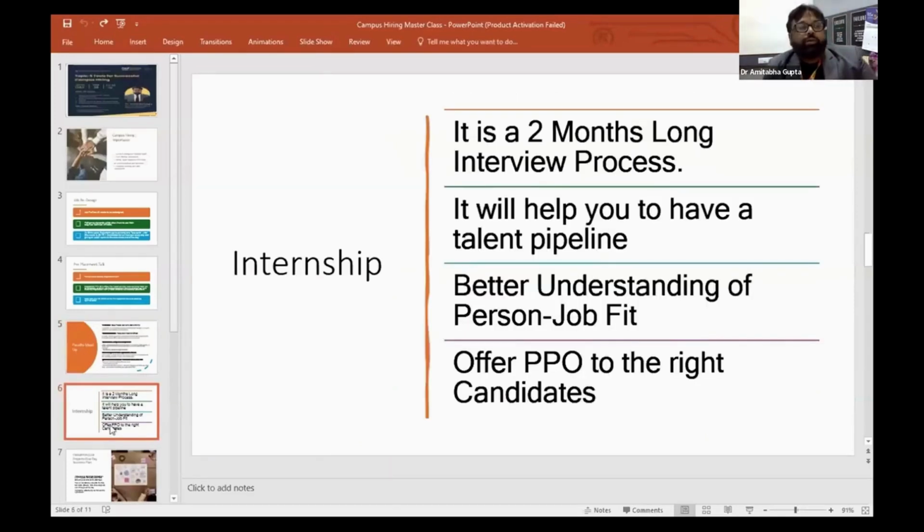Next one is the internship. All of you are probably utilizing this kind of source as well. Trust me, it's a 2-month-long interview process. You'll have the opportunity to see day in and day out their knowledge, their skills, their ability, their attitude, their punctuality, everything you can observe, and based on that you can think whether this person can be selected.